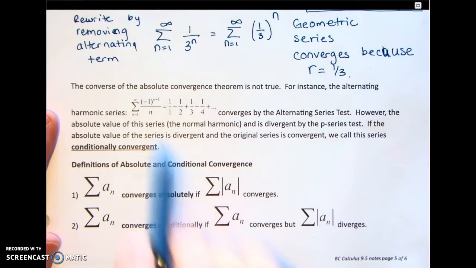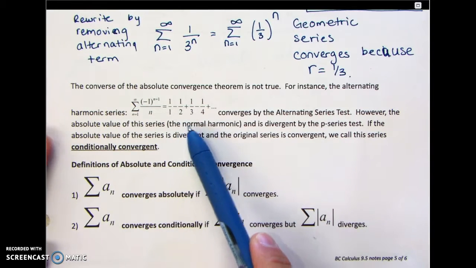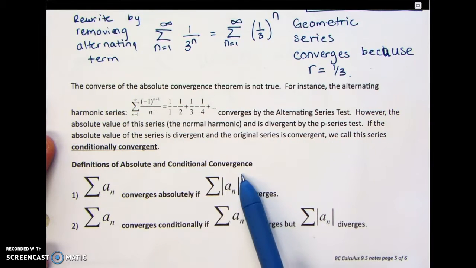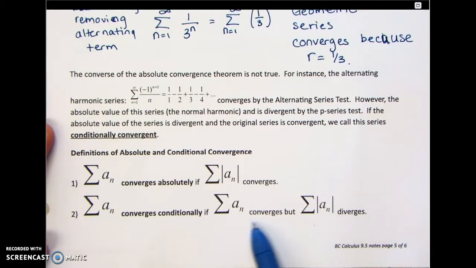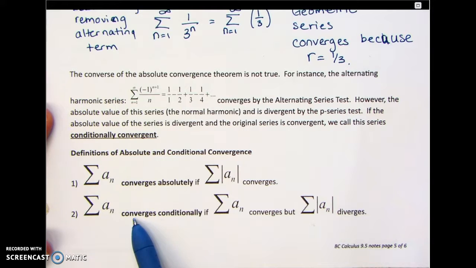Okay, here's the thing though. The converse of the absolute convergence theorem is not true. This is interesting, okay? If something converges absolutely, then you can say the original series converges. But sometimes the absolute value series diverges. Then what we say is that the original converges conditionally, okay? So there's a condition on it. All right, let's turn the page.